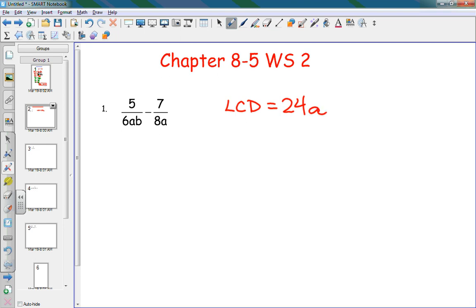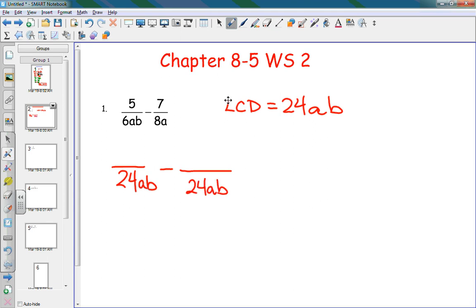Do they both have a B? No, but I need the B. So my LCD is going to be 24AB. Do we all agree with that, yes or no? I need this denominator to be 24AB, and I need this denominator to be 24AB.